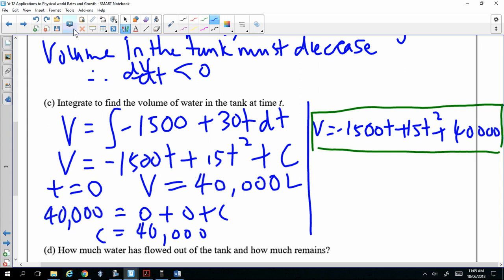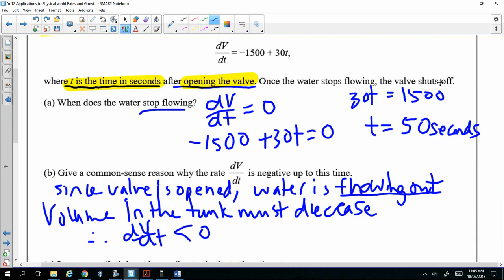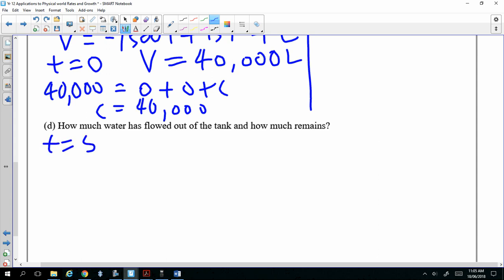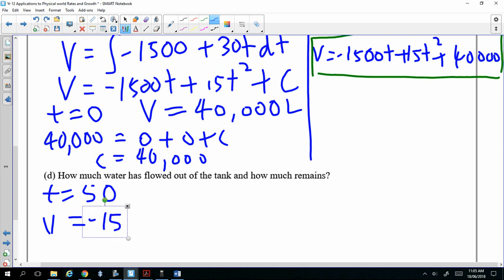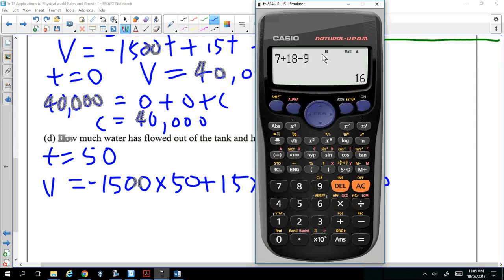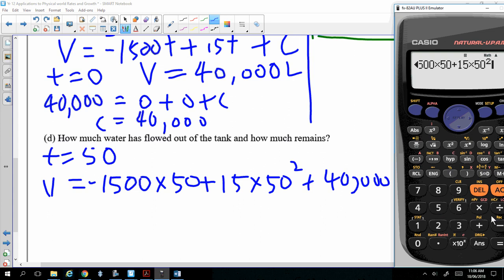How much water has flowed out of the tank and how much remains? All you have to do is, remember the valve gets shut off after 50 seconds. So let's find out how much water has flowed out. So when t equals 50, let's find out V. So the formula is this: negative 1500 times 50 plus 15 times 50 squared plus 40,000. Okay, let's use your calculator. Yes, it equals this much, 2,500.